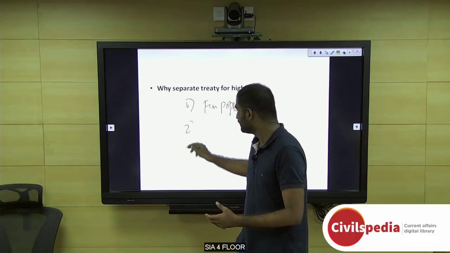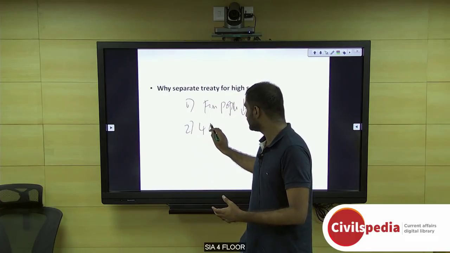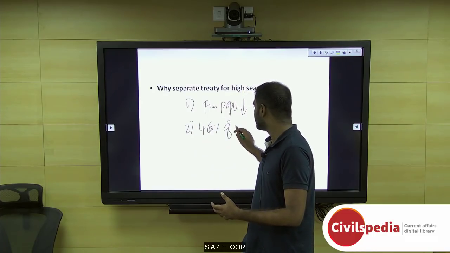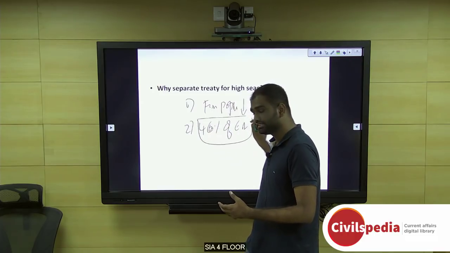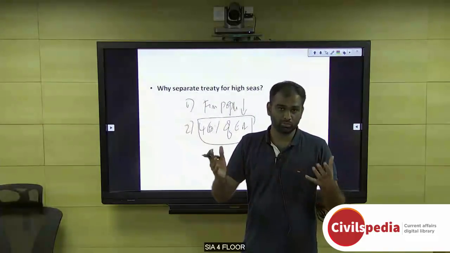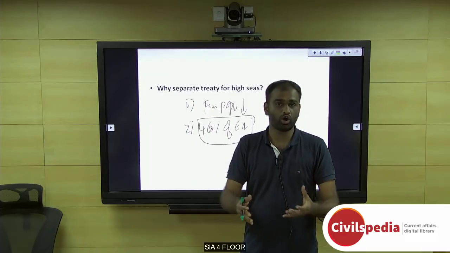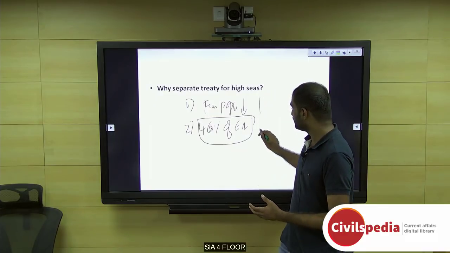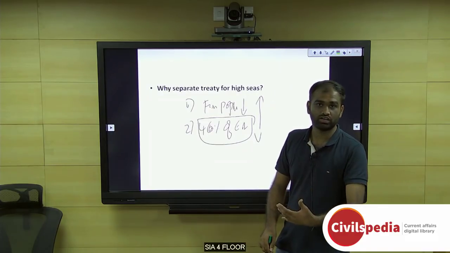And the next thing is that almost 46% of Earth's area comes under the high seas area. So we have to put environmental laws in place to protect all these areas. So basically for these two reasons, we have to create a separate law for high seas.